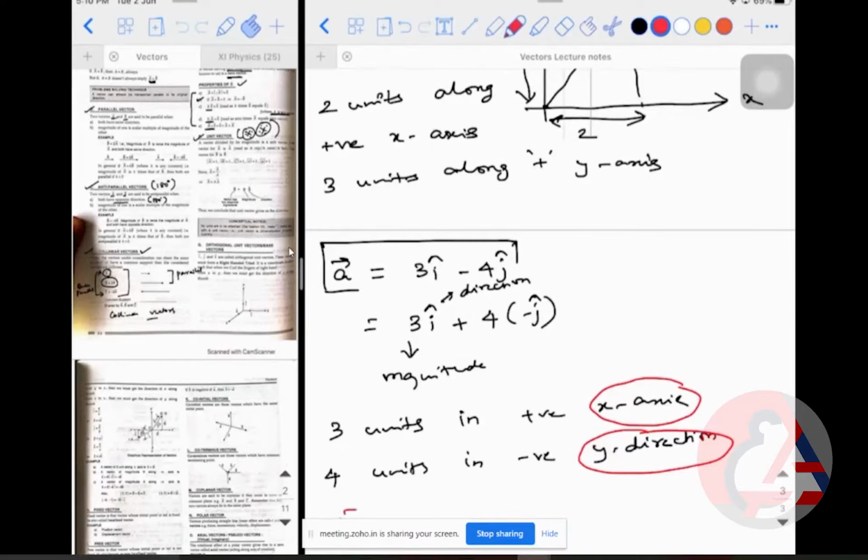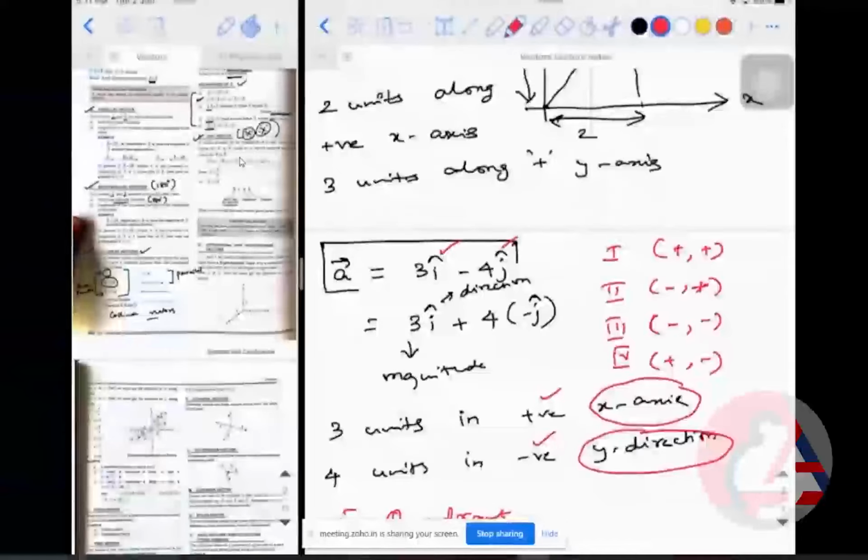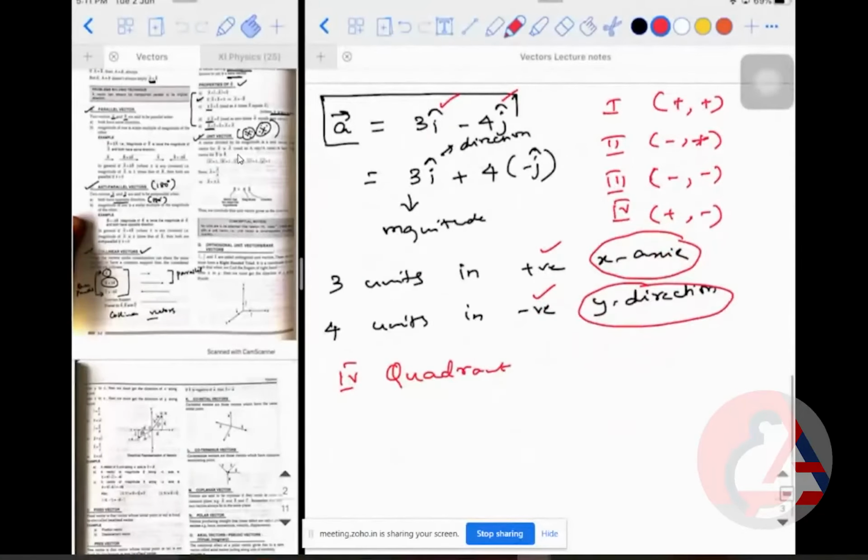Fourth quadrant. Very good. And the reason being, you're talking about positive x-axis and negative y-axis. So when you take the quadrants concept, first, second, third, and fourth, the first quadrant has positive, comma, positive. Second quadrant has negative, comma, positive. Third quadrant has negative, comma, negative. And the fourth one has positive, comma, negative. Since x is positive and y is negative, we say that this particular vector is restricted to the fourth quadrant. Okay, so this is clear.